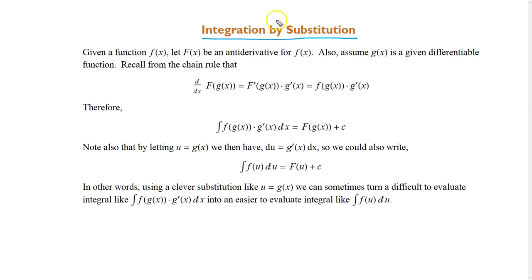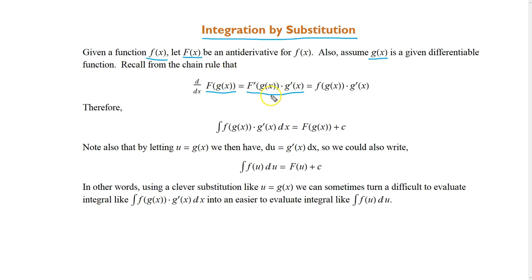So let's start by assuming that we're given a function, little f of x, and we know that capital F is an antiderivative for little f. And let's also assume that we have another function g of x, which is differentiable. Now recall from the chain rule that the derivative of capital F of g of x is going to be f prime of g of x times g prime of x.